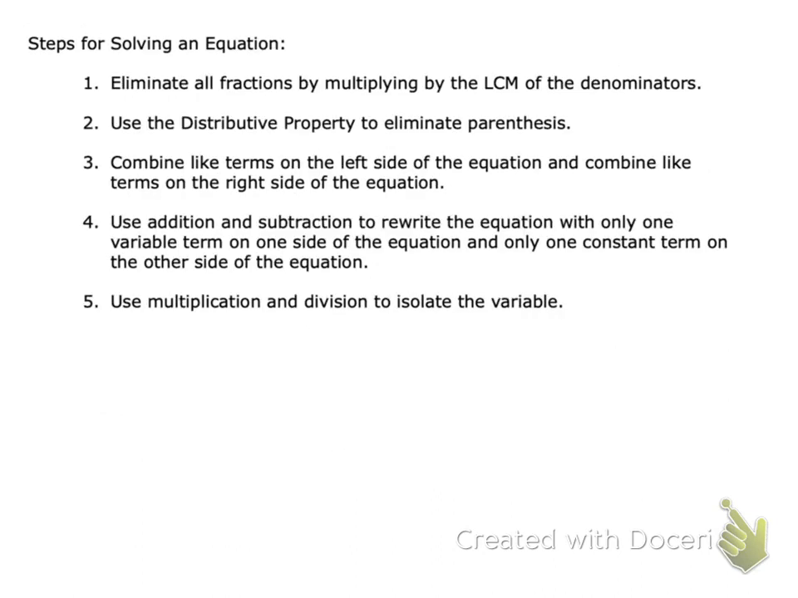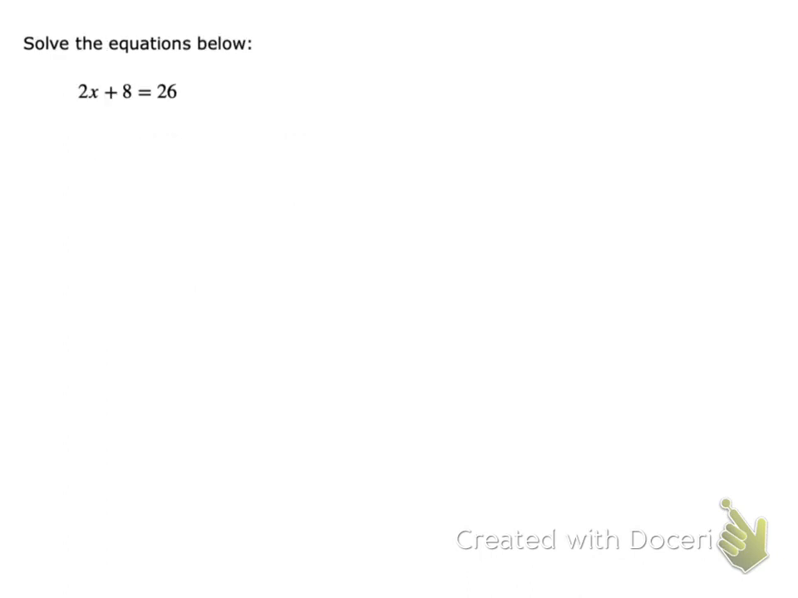Our steps: we're going to eliminate the fractions by multiplying by the least common multiple of the denominators. We're going to use the distributive property to get rid of parentheses. Combine like terms on each side individually. Use addition and subtraction to rewrite the equation with variables on one side, constants on the other. And then use multiplication and division to isolate the variable.